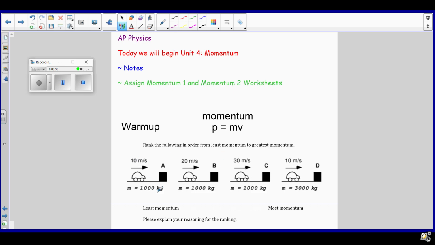So 10 meters per second, 1,000 kilogram. The momentum is just 1,000 times 10, so I'm getting 10,000 kilogram meter per second. There's no short unit for momentum. We're just going to have to say kilogram meter per second every time. Next one, mass times velocity, 1,000 times 20, or 20,000 kilogram meter per second. 30 times 1,000, 30,000 kilogram meter per second, and then the last one 3,000 times 10, or 30,000 kilogram meter per second. So A is the least, which is less than B, which is less than C and D, which are the same, 30,000 kilogram meter per second.